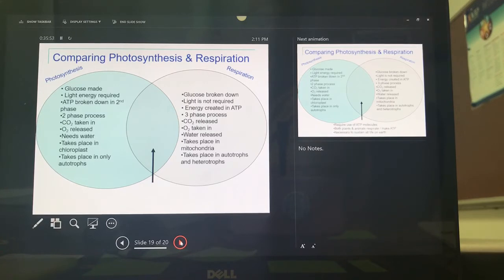So in your Venn diagram, under photosynthesis, I want you to write endothermic reaction. Okay? And then your respiration is an exothermic reaction.